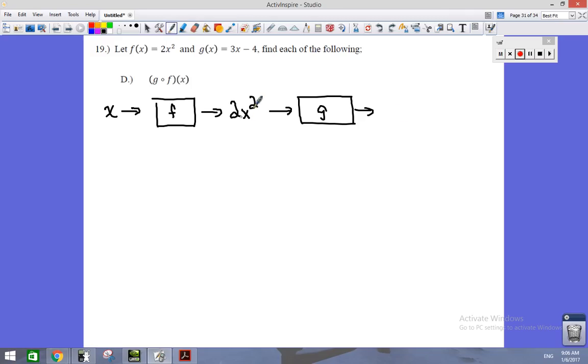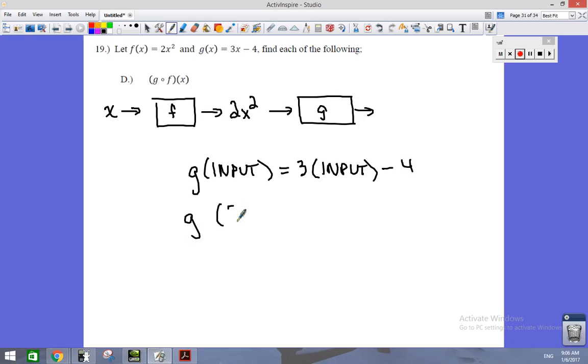Well, what is g going to do with this 2x squared? g takes the input no matter what it is, and it creates a subtraction problem. The first term is 3 times the input, and then it subtracts the number 4. So we're giving it 2x squared as the input. It's going to multiply that by 3, and then it's going to subtract 4. So 3 times 2x squared is 6x squared minus 4. Okay? So that's what our new formula is, 6x squared minus 4.